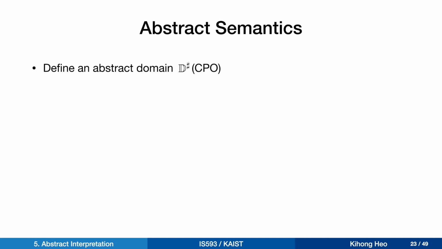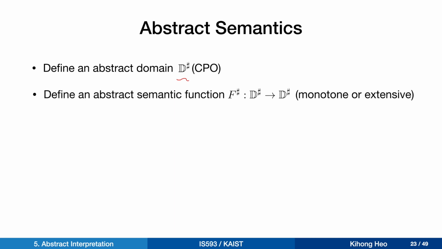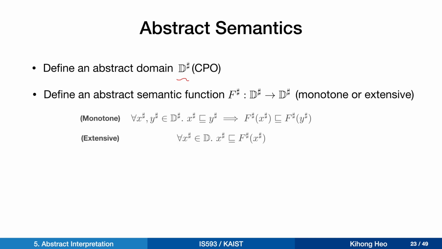First we define an abstract domain. Here we use the notation D#, which should be a CPO. And then we define an abstract semantic function, F#. Here the function should be monotone or extensive. And what does that mean? Monotone means that the function preserves the order, and extensive means that the function outcome is always larger than the function input.